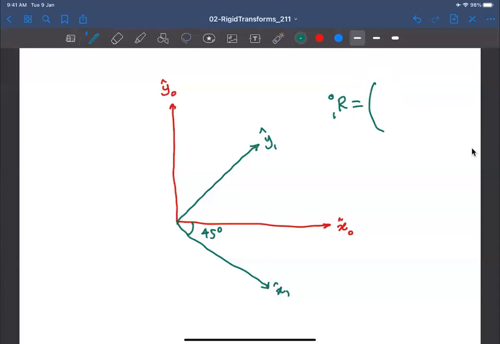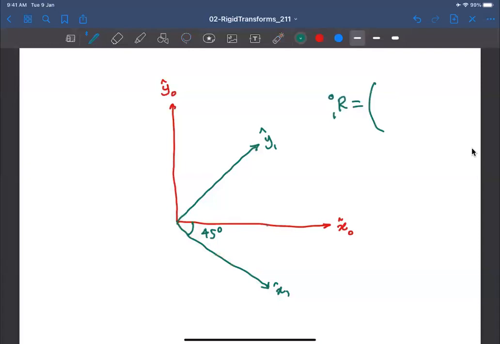This is the first column, and then y1 as projected onto x0 and y0. This is the second column. So for the first column, we need the projection of x1 into x0 and y0. So where is that? Now this is like a triangle here. Okay, we would like to find, for example, the x-axis.